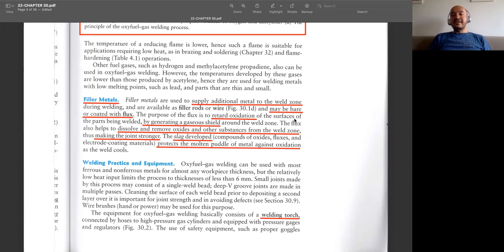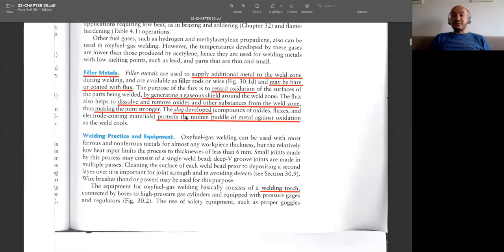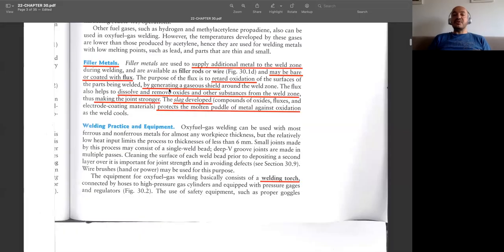Another difference is that some of them may be just bare, they have nothing around them, but most of them are usually coated with flux. It's a special material. Inside this flux, we have different chemicals, and the function of the flux is to prevent any oxidation during the process, and it will probably generate a gaseous shield around your zone so that the quality of the weld will be better, and any unwanted substances will be removed from the zone with the help of this flux.